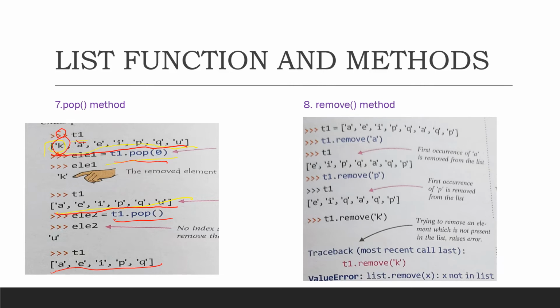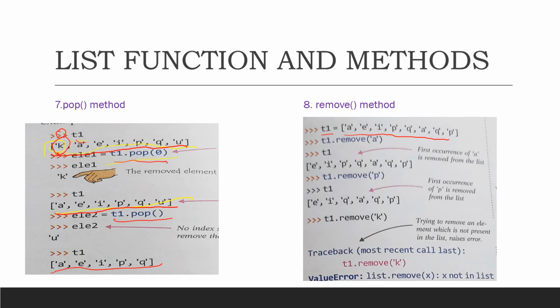Next is remove. Remove is nothing but removing a value where index is not used. You don't need to give the index value the way you gave it in pop. You can directly give the value of it. So let's see this example. T1 is equal to AEIPQAQP. So now the syntax used for this is T1 dot remove A.